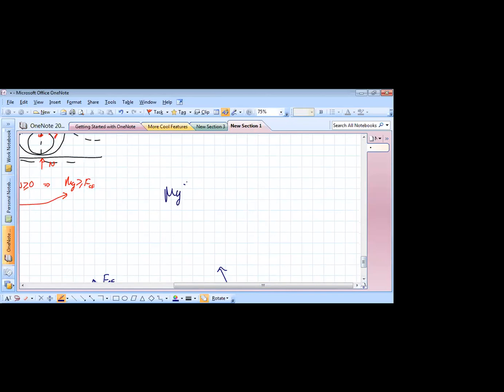So for it to not lose contact, we should have this: Mg should be greater than or just about equal to the centrifugal force. So Mg should be greater than or equal to m omega square d, where d is r by 7 and omega is equal to d by r. Okay, is this clear, beta? Yes, sir.